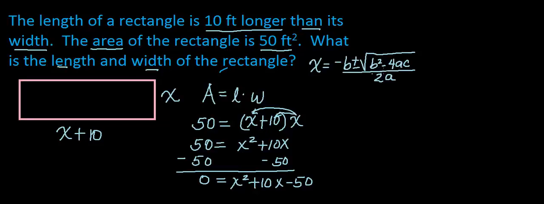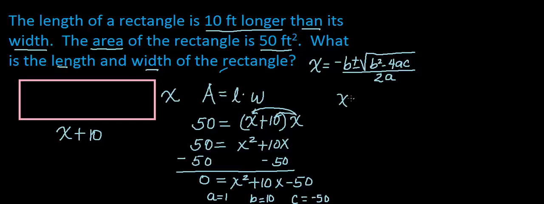So to substitute my values into this equation, I have to identify what is A. A is the coefficient in front of the x squared term. So A is equal to 1. B is the coefficient in front of the x term. B is 10. And C is your constant term, which is negative 50. These values I'm going to use inside of this formula.